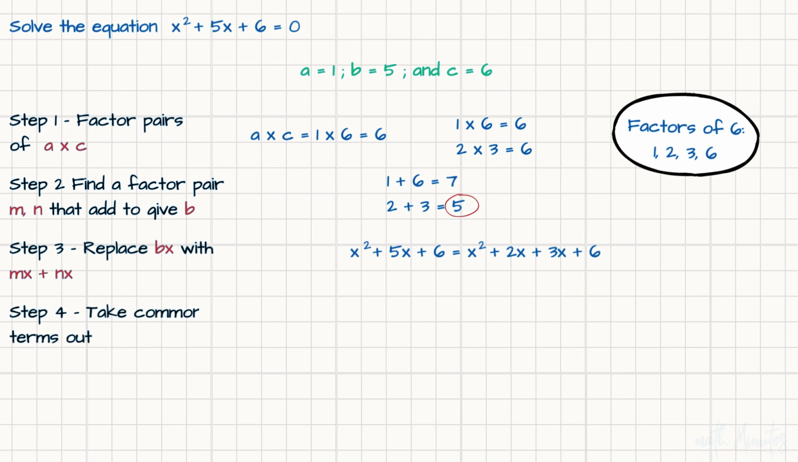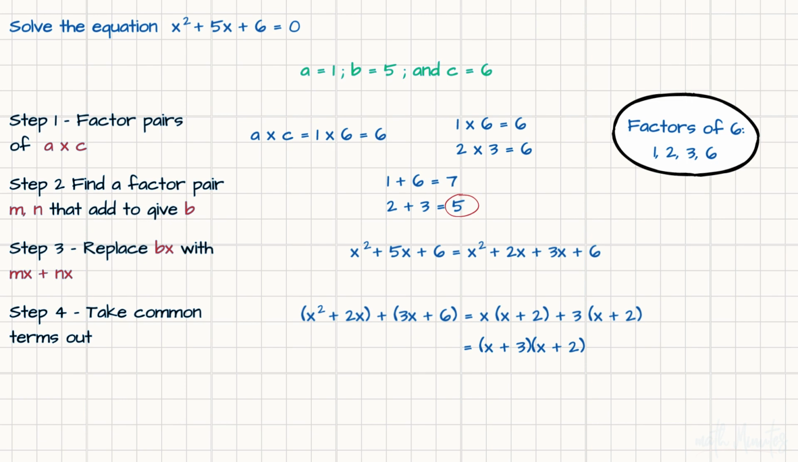Finally, we can split the equation in half, if you will, and take the common terms out. x squared plus 2x plus 3x plus 6 equals x times x plus 2 plus 3 times x plus 2, which equals x plus 3 times x plus 2.